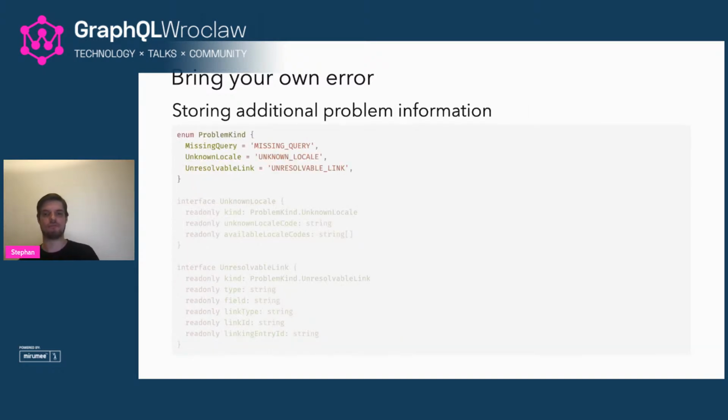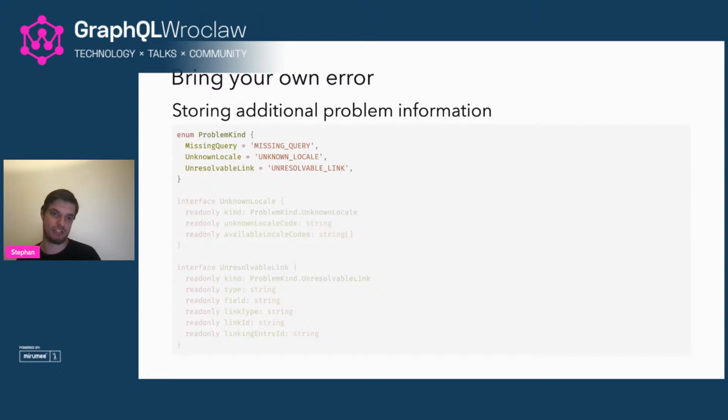Cool. So, for example, with the unknown locale, we had additional information on that, right? So how do we actually store additional problem information on it? We do that by having a distinction between the error codes, as seen here on the top. Those error codes are unique and they are static or stable, however you want to see them. So we won't change those error codes.